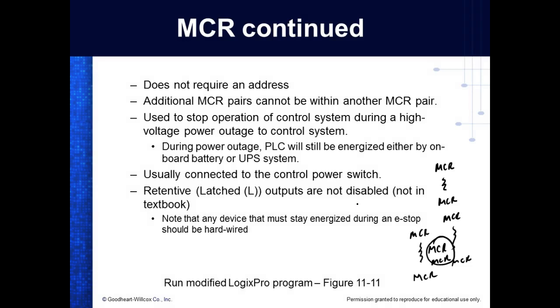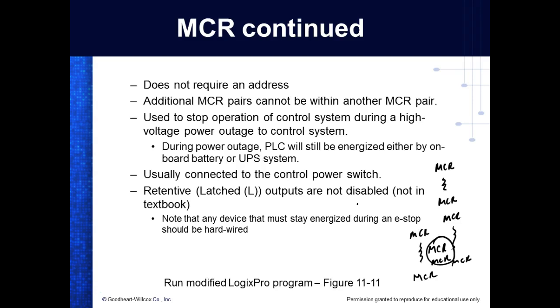It does not require an address. Additional MCR pairs cannot be within another MCR pair. Used to stop operation of control systems during a well, it's whatever you want to use it for. This is just what the book says. We could use this in conjunction with an e-stop, right? You understand that? User connected to the control power switch.